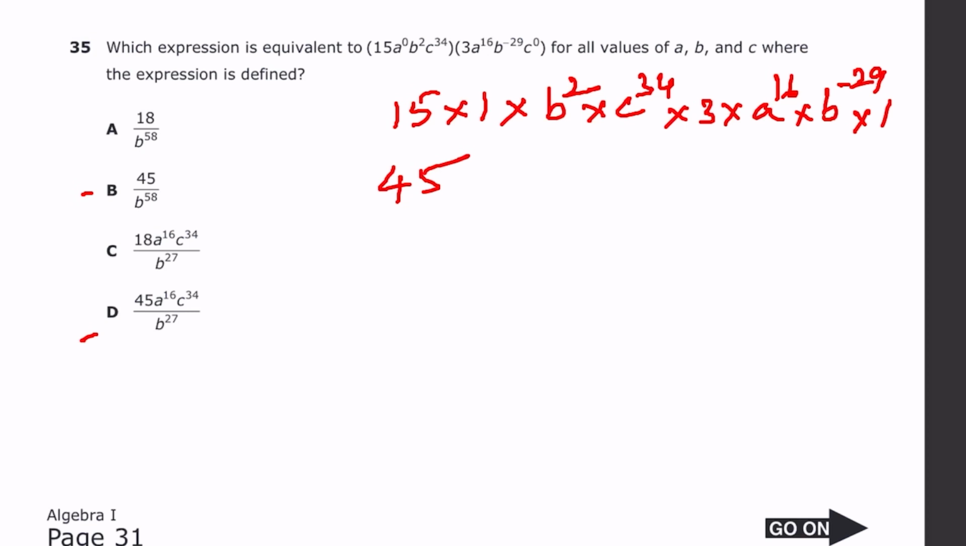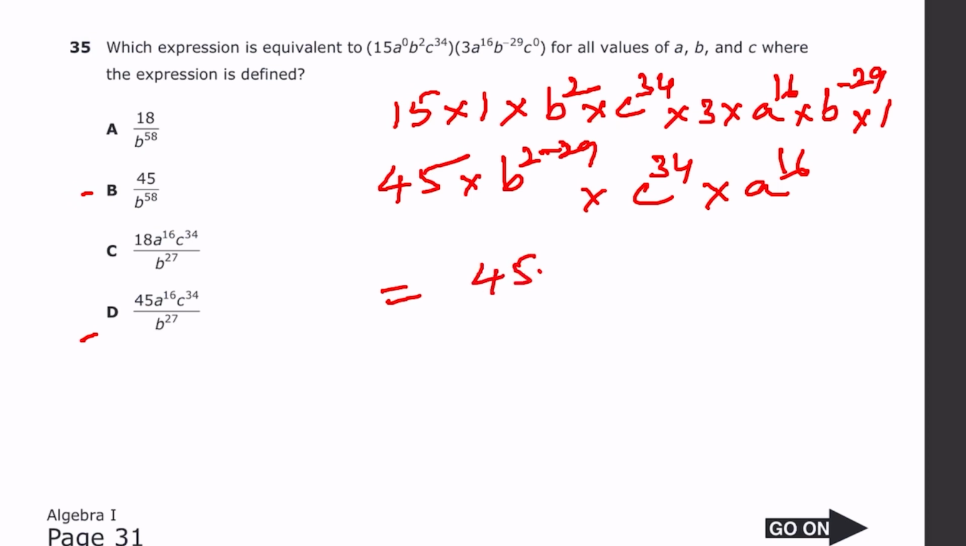Now b square is here and you are having one more value of b over here, which is to the power of minus 29. So 2 minus 29 will give you how much? b to the power of 2 minus 29, into c is only 1, c to the power of 34, and a is also only 1. So therefore you are getting it as equal to 45 into b to the power of minus 27 into c to the power of 34 into a to the power of 16.